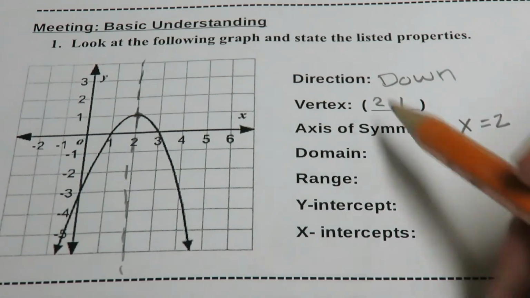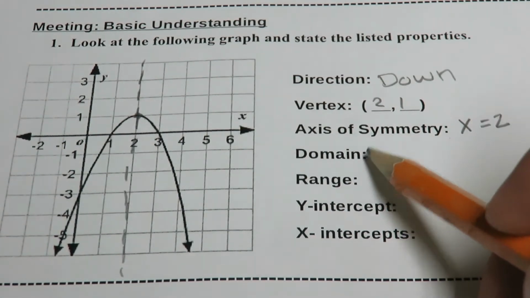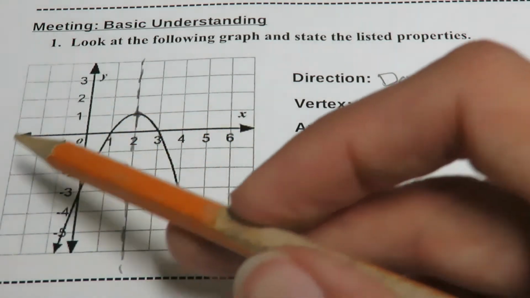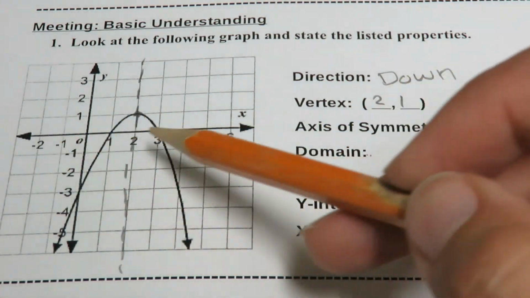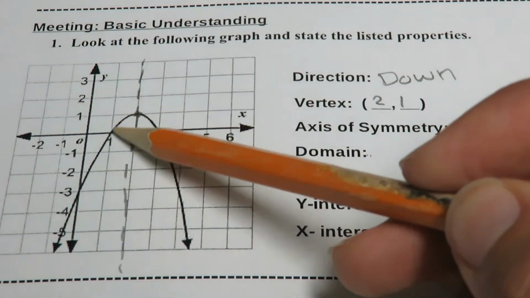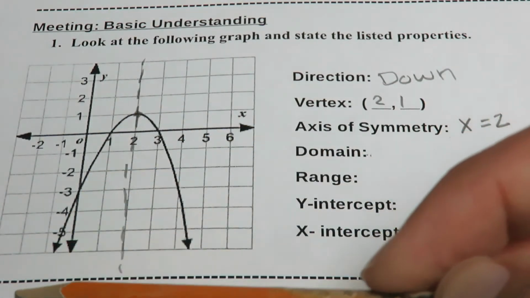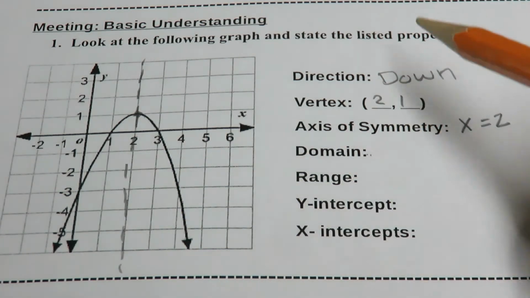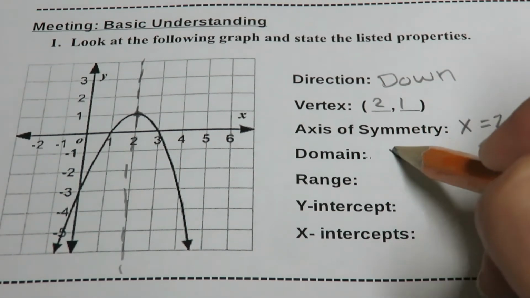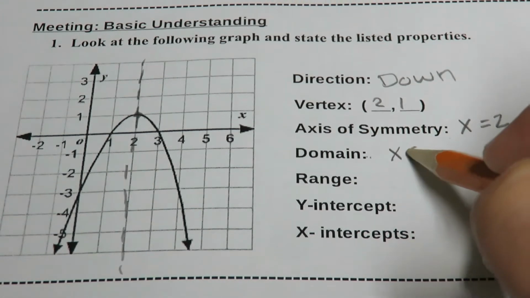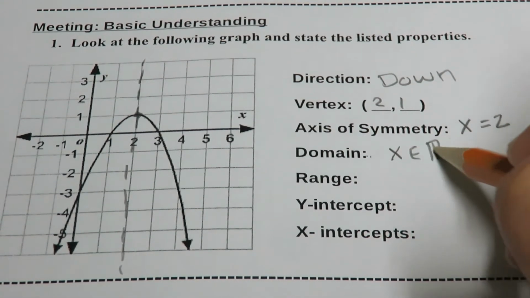The domain is always asking me for some information about my x's. In other words, it's asking me how far to the right or to the left, or how far along this x-axis, my graph goes. Because there are arrows on my parabola, it says that it keeps going forever and ever this way, and it keeps going forever and ever this way. In other words, my x values, the x's that my shape will cover, are all real numbers.